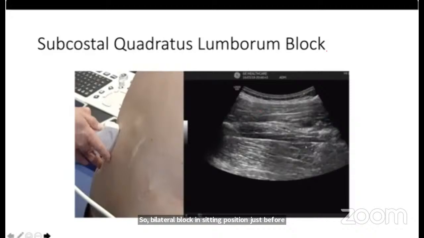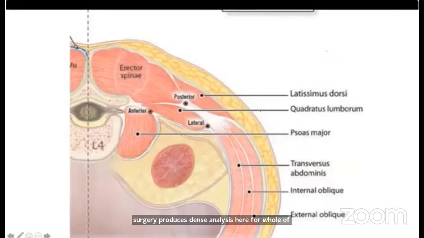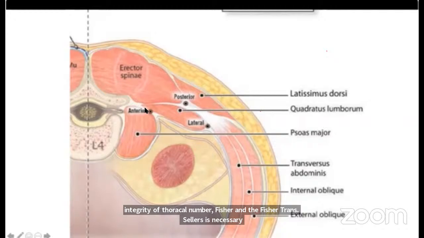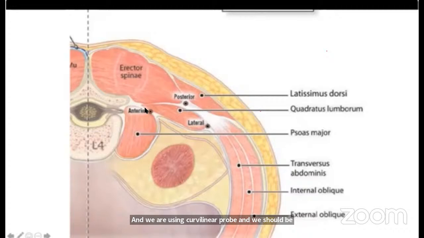So just a comparison between anterior and posterior QL. Anterior QL requires some amount of dexterity about where the needle tip has gone, and it should not overshoot the target. The integrity of the thoracolumbar fascia and the fascia transversalis is necessary. And we are using a curvilinear probe, and we should be careful about needling and should stay near the transverse process, more towards the transverse process side.